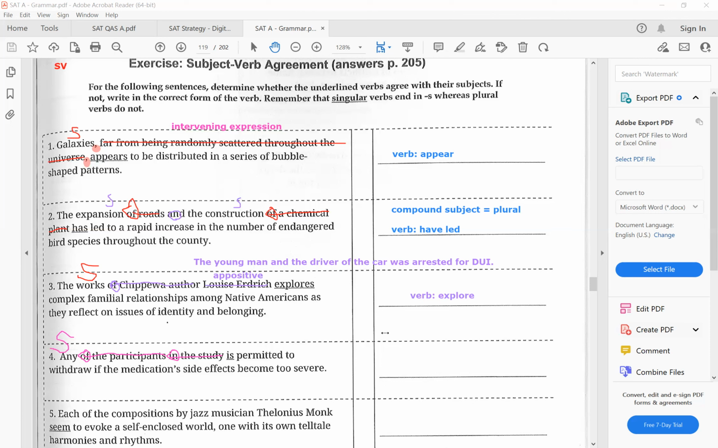So indefinite pronouns. When you have any, anyone, anything, anybody, right? Every, everyone, everything, everybody, someone, something, somebody, you get the idea. All these, or you have each plus noun, they would all be singular, right? So in this case, is permitted is correct.